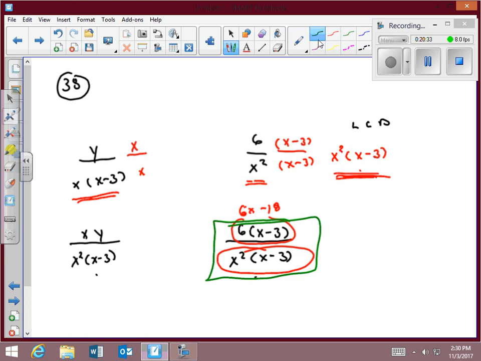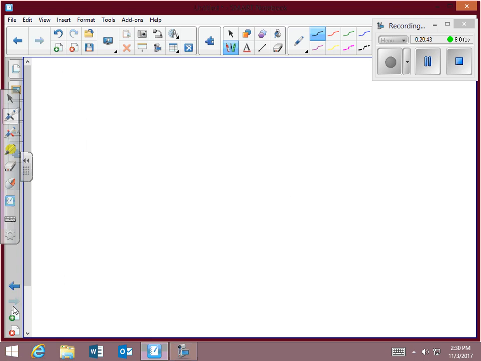Okay, 38. Let's look at 46. We have a 3 over x squared plus 2x. And we have a 4 over x squared. Now, this denominator, is it completely factored?